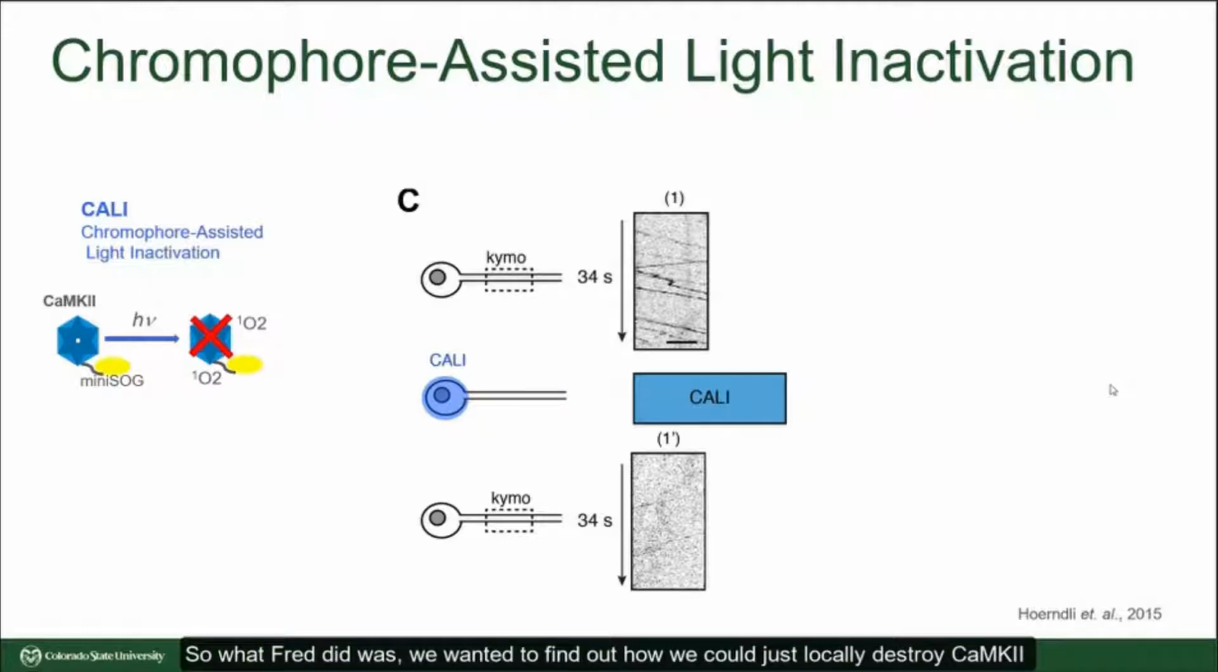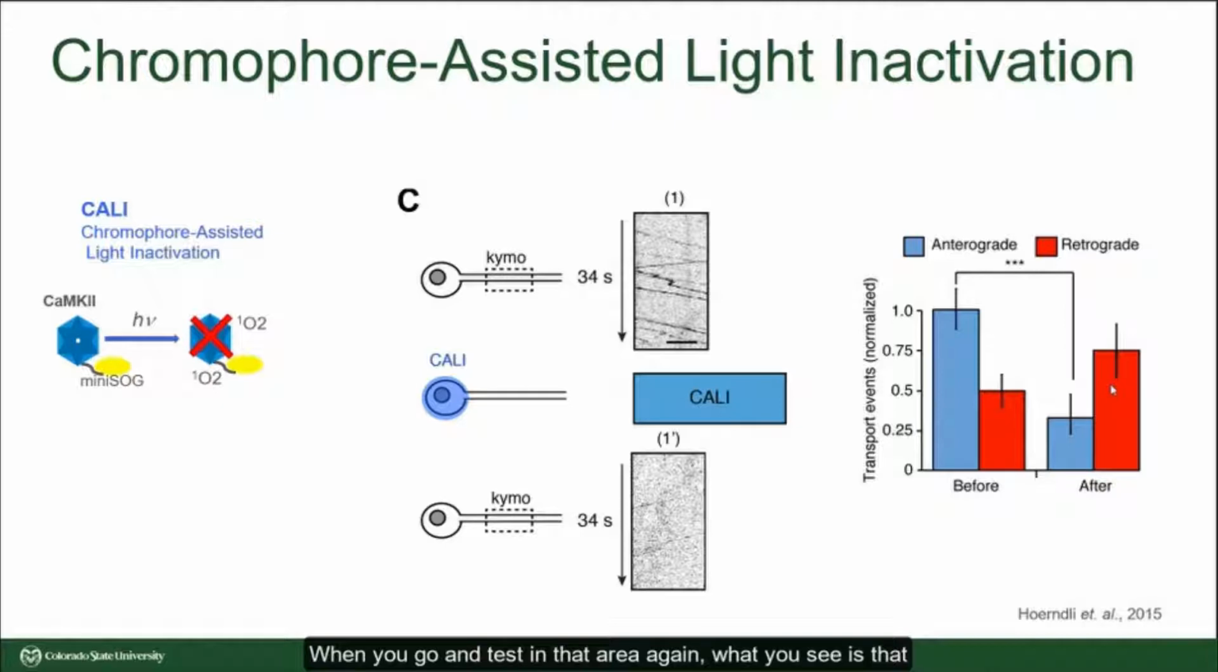What Fred did was find out, if you locally destroy MK2 in the cell body, how does this affect glutamate receptor transport out of the cell body? Here, in the typical kymograph, you have really nice transport in the anterograde and retrograde sections, which are illustrated by these traces. But now we shine blue light onto the cell body, which destroys all of the MK2. You go and image that same exact area again, and what you see is that transport is significantly decreased here.